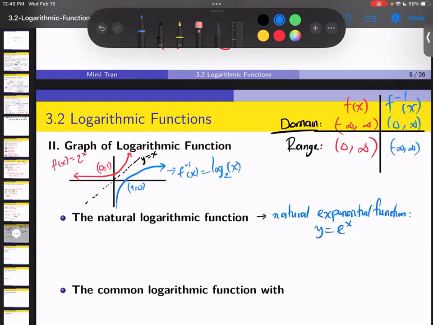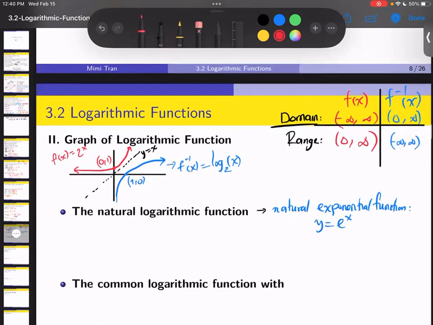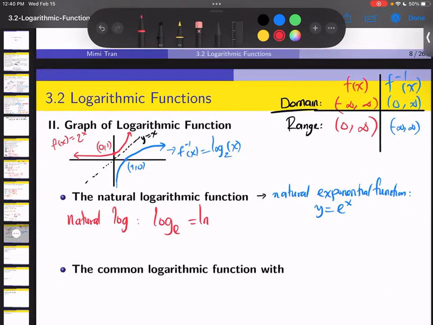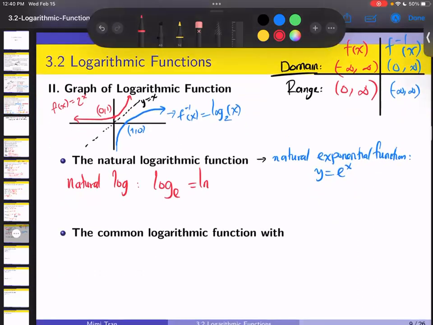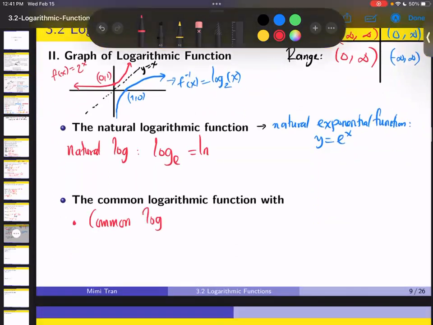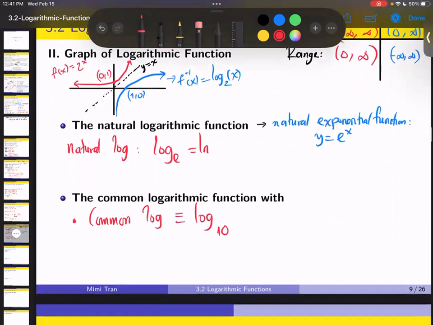So correspondingly, I have the natural log, right, in red. It's going to be log base e. I don't use log base e a lot. I use ln, L N, for natural log. So log base e is the same thing as ln. The common log is equivalent to log base 10. Again, I usually don't write the 10. If I don't write it, you understand it as log base 10.